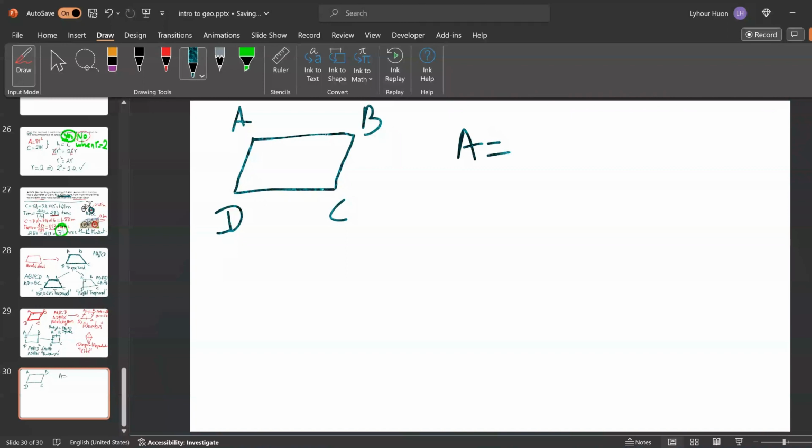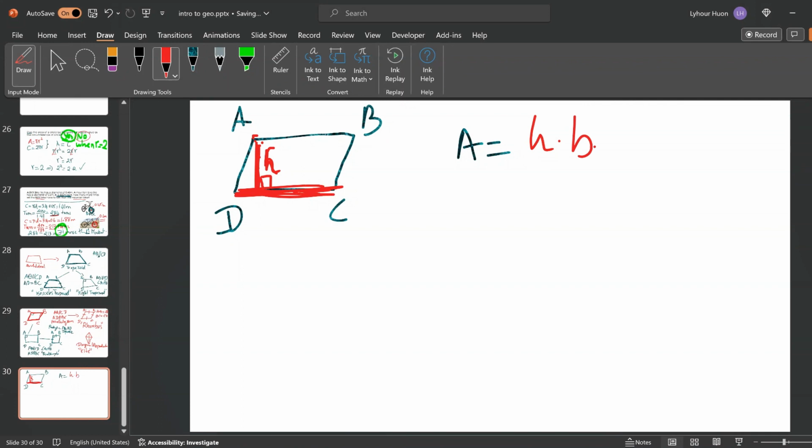It's from the corner of A straight down. We call it perpendicular. So from A perpendicular to BC is a height, right? The distance from A perpendicular to BC is called the height. When we use this height, the base has to be CD.